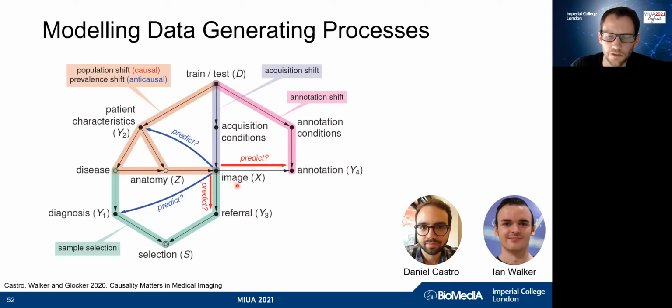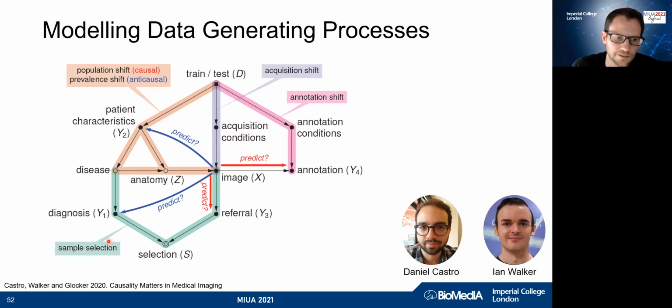We also discuss in this work how different types of shifts play a role: annotation shift, acquisition shift, population shift, prevalence shift. First of all, we can name different types of shifts that might happen between our development stage and the testing stage of our algorithms. And then we propose or look at different ways of tackling these problems. Some of those shifts are really, really difficult to deal with.